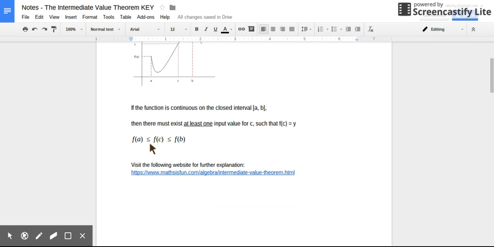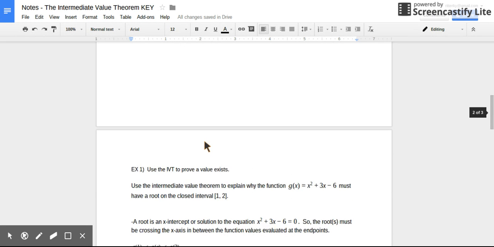But essentially, it's this statement. The output given by plugging in a must be less than some random input that's between a and b, which must be less than this output given by plugging in b. So if I plug in a, I get this output. If I plug in b, I get this output. And if I plug in c, I must get an output that's in between those two.